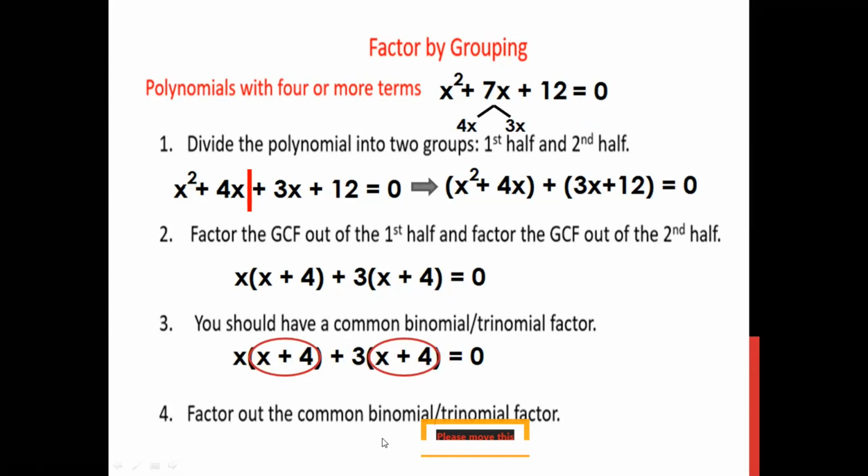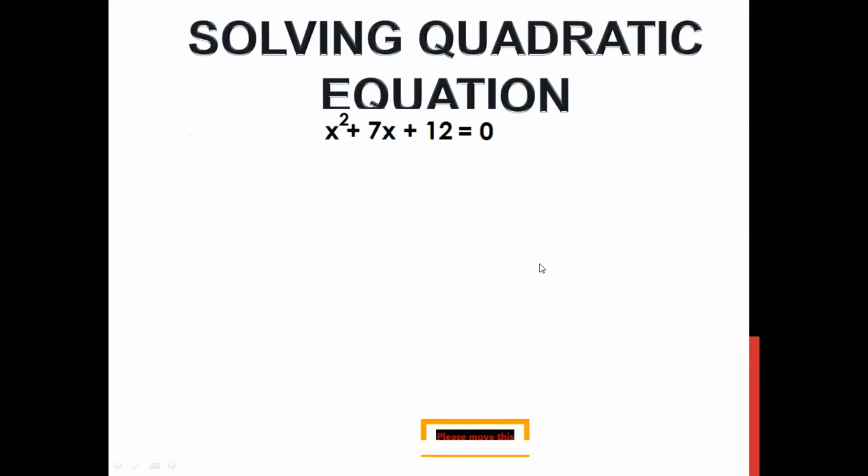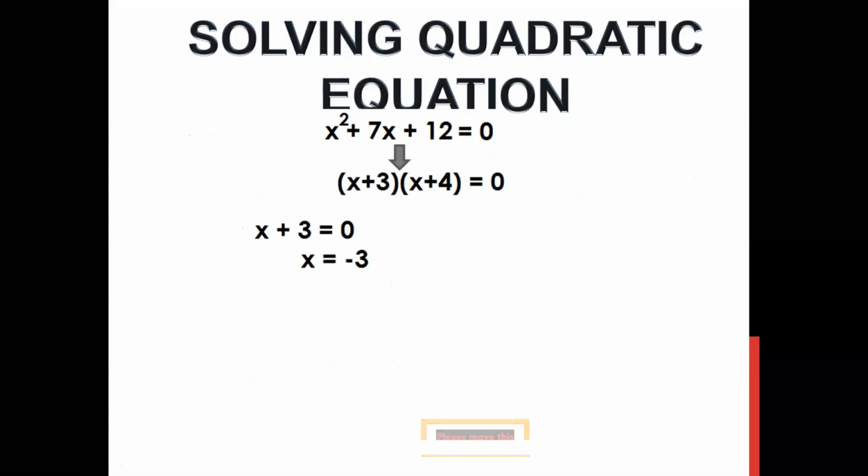This common factor is counted as 1, already counted as 1. Here, the x plus 4. So we only need to take our x plus 3. Right here, the x plus 3 and then the x plus 4. That's right. So another example: the factor of x squared plus 7x plus 12 is equal to 0 is x plus 3 and x plus 4. Then after that, let's get the roots. We have negative 3 and on the other side negative 4.